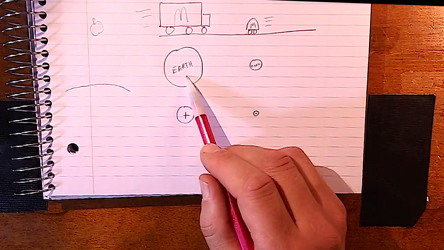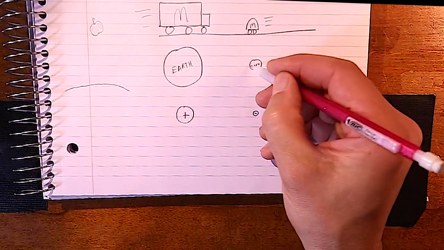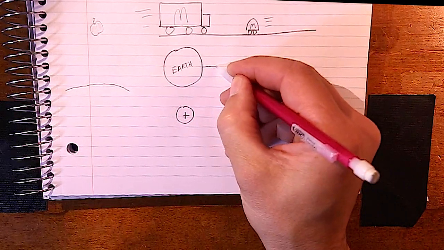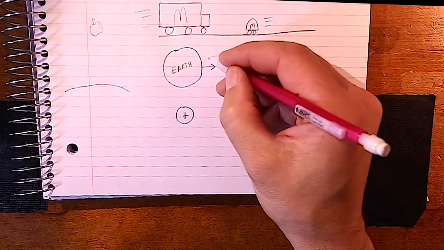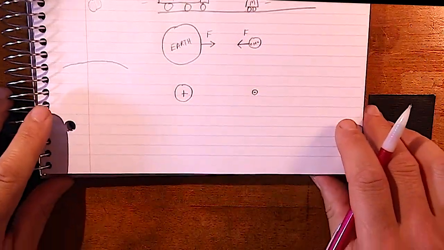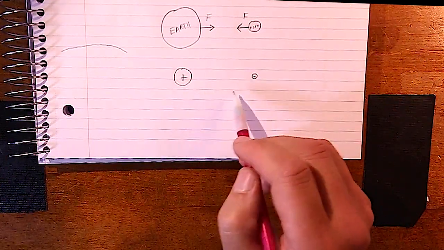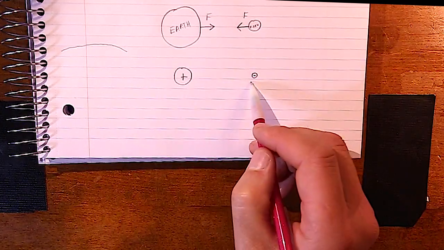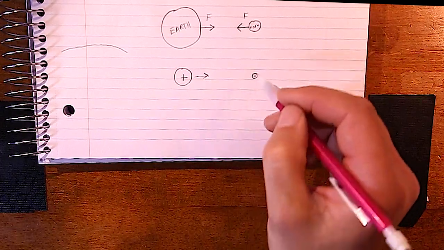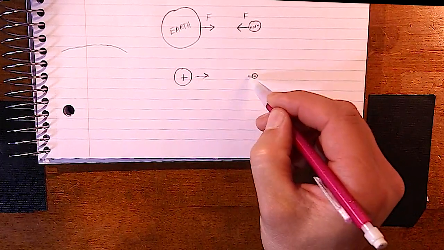The Earth has a force of gravitational pull on the moon. The moon pulls back the same amount. Those forces are equal and opposite. And that's also true if we deal with protons and electrons. A proton is attracted to an electron. The electron pulls it in this direction, and the proton pulls on the electron.